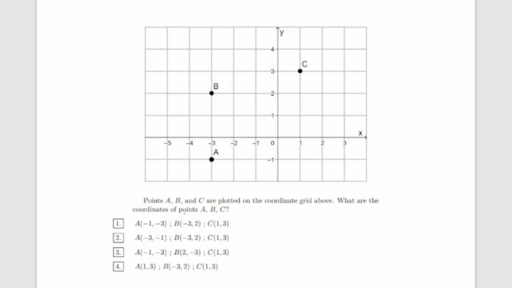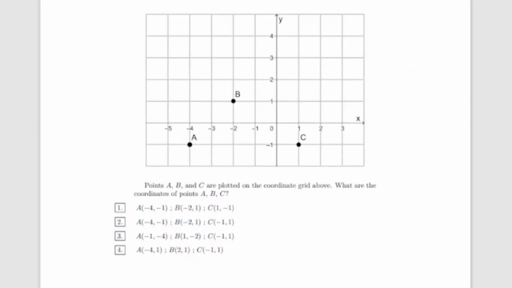Points A, B, and C are plotted on the coordinate grid above. What are the coordinates of A, B, and C? So for coordinates of A, we have -3, -1. For coordinates of B, we have -3, 2. And for coordinates of C, we have 1, 3. So -3, -1, that cancels that one. That one's out of the running. And that one's out of the running too. Well, you could just scrape this one off because this is the correct answer choice. Number 2 is the correct answer choice.